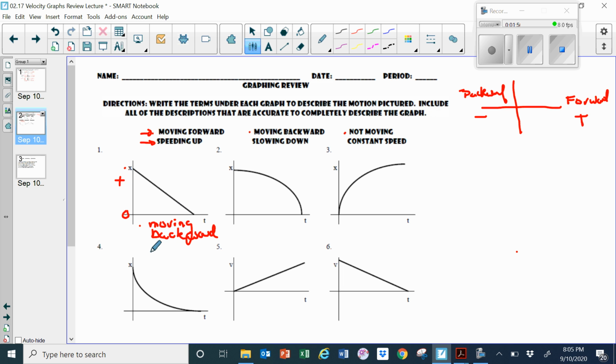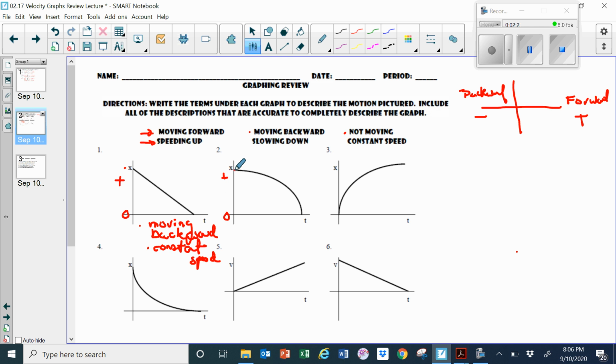Well, it's got a constant slope, so that means the slope of a position time graph is the velocity or the speed. So this has a constant speed. Okay, let's go to number 2. Well, this is also a position time graph. This is positive, this is 0.